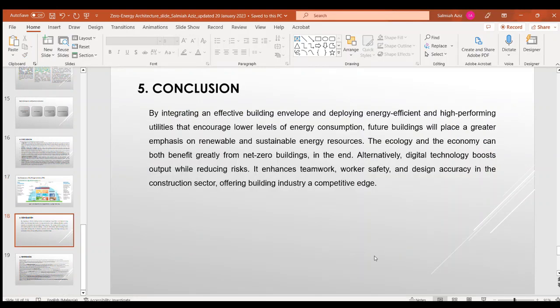For the conclusion of the topic today, by integrating an effective building envelope and deploying energy efficient and high performance utilities that encourage lower levels of energy consumption, future buildings will place a greater emphasis on renewable and sustainable energy resources. The ecology and the economy can both benefit greatly from net zero buildings in the end. Alternatively, digital technology boosts output while reducing risks. It enhances teamwork, worker safety and design accuracy in the construction sector, offering the building industry a competitive edge.